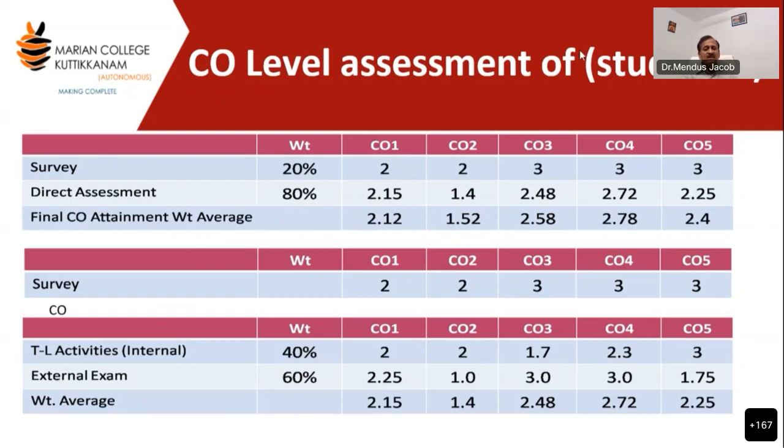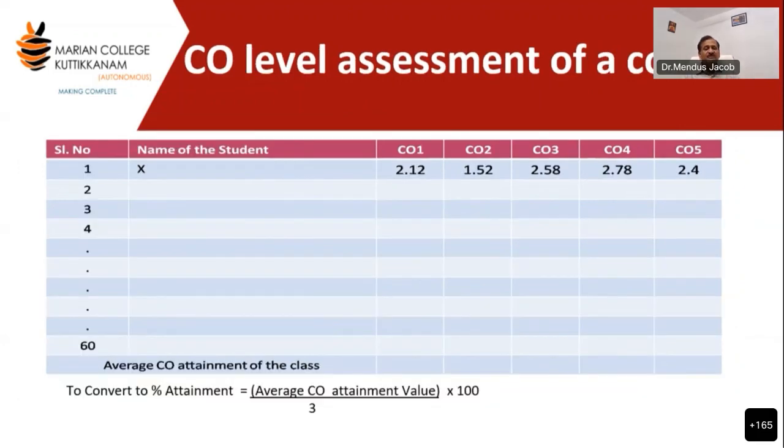Now, this is the CO attainment of a particular student for one course. Similarly, we have to calculate it for the different courses for all the students. Okay. So the calculation is a tedious process. Don't worry, I will just demonstrate a tool also, how easily we can calculate the attainment value.